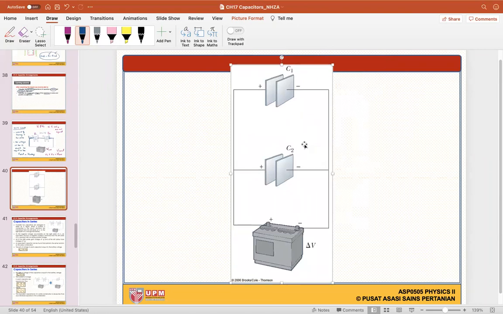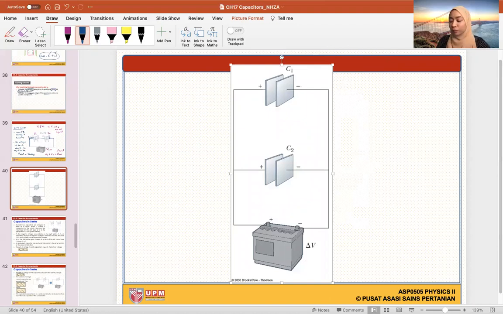Is everyone okay so far about series? Okay, kalau soalan tanya je tau. I don't mind you interrupting. Okay, so this is called a parallel circuit.